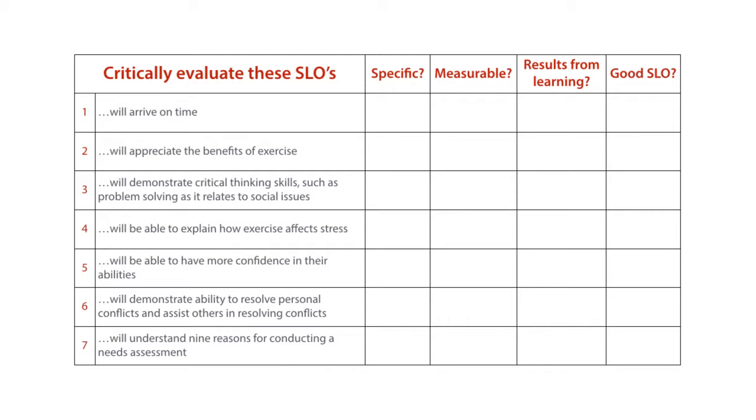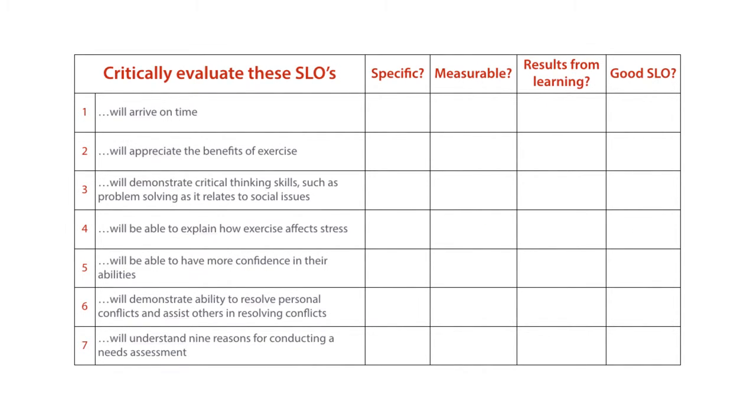If you wanted to come up with a slightly better version about exercise, number 4 here, we'll be able to explain how exercise affects stress. Well, that's pretty specific. We can come up with some sort of rubric for measuring how well they explained that connection. And this is most definitely a result from learning. We maybe created a great activity that talked about the relationship between stress and exercise. So overall, number 4 here, we'd call a good SLO. So you might want to pause the video, look through all of these, and try and fill out this checklist yourself.